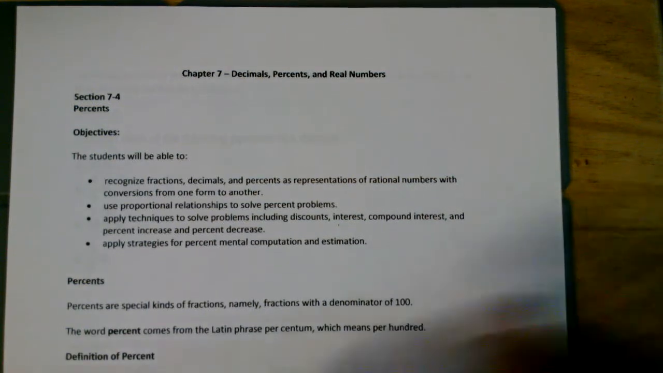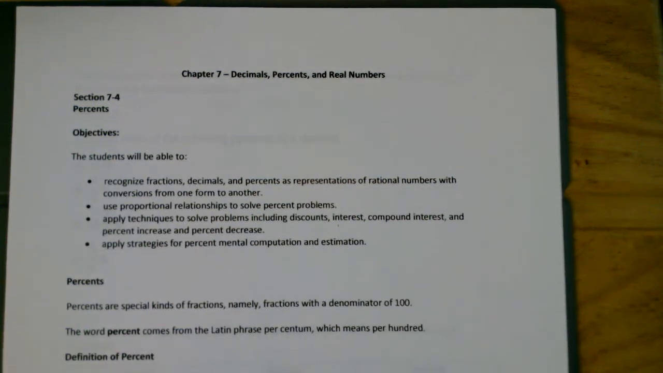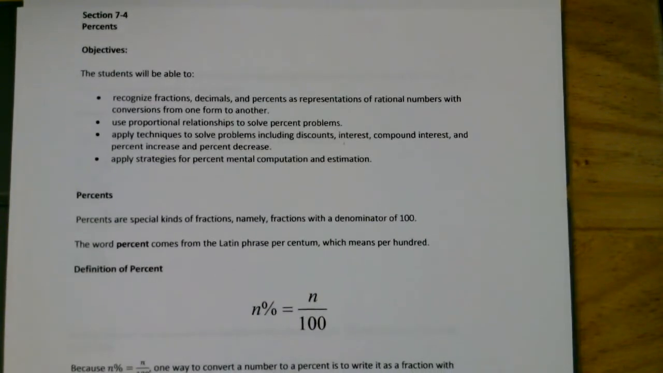Okay, so we're going to look at what percents are. There are special kind of fractions, namely fractions with a denominator of 100. And the word percent comes from the Latin phrase percentum, which means per 100. And of course, there's a definition. Well, n percent is going to be that number n divided by 100, because the word percent means per 100.